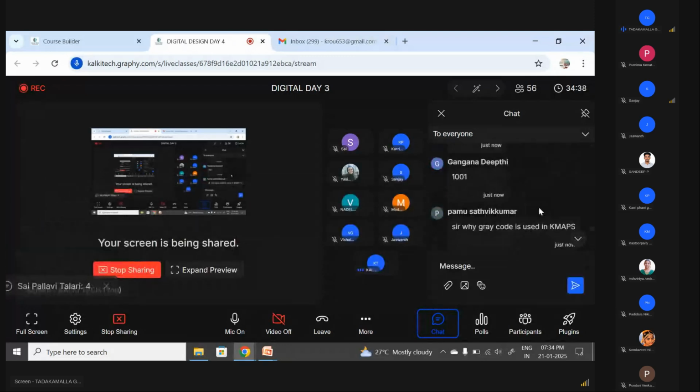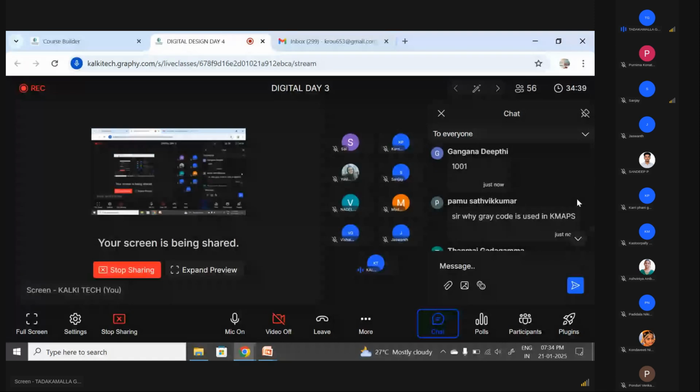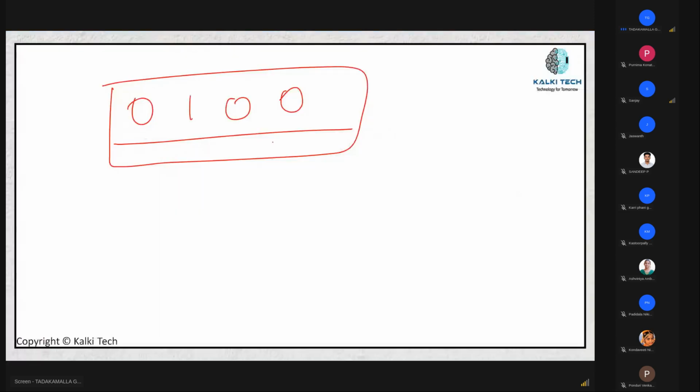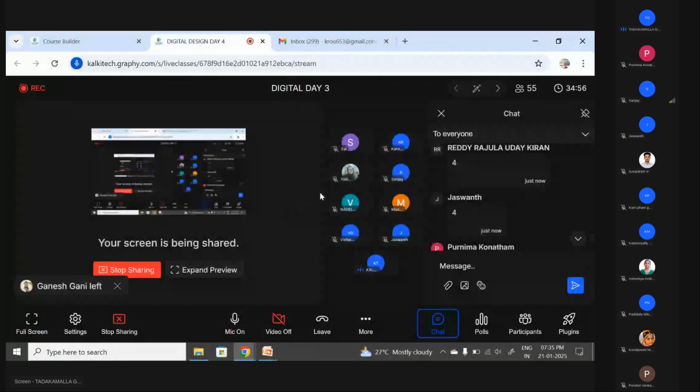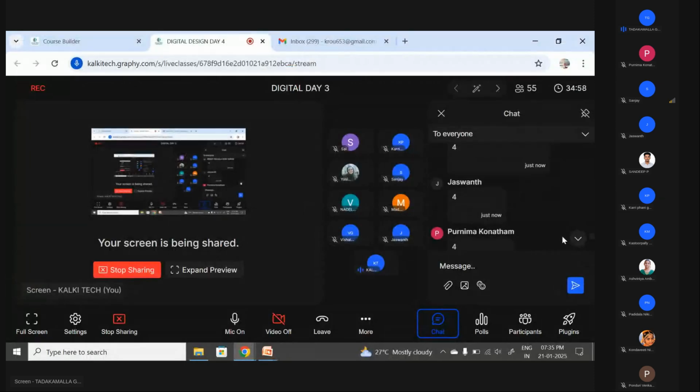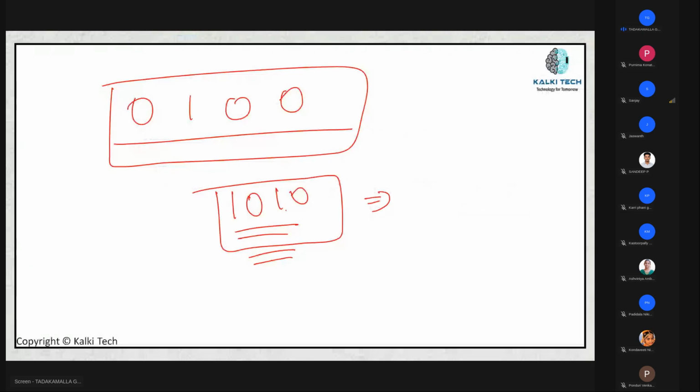Why is gray code used in K-map? Yeah, this also we are going to see now. But if you consider a gray code, 1010, let's say this is our gray code, this does not have any positional value. Unlike our BCD codes and binary codes, gray codes do not have any positional values.